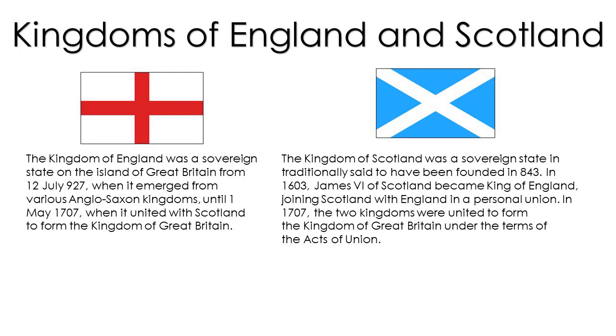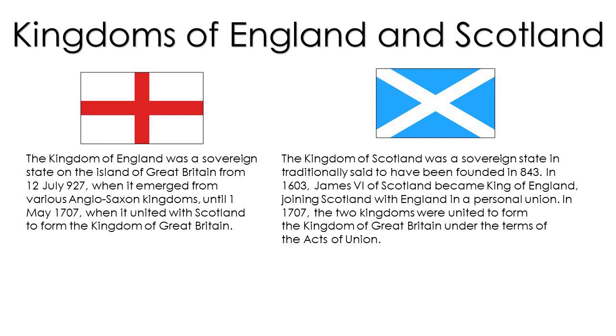And the Kingdom of Scotland was also a sovereign state. It's traditionally said to have been founded in the year 843, and in 1603 James VI of Scotland became the King of England, and the joining of England and Scotland came together in a personal union. In 1707, the two kingdoms were then formally united together to create the Kingdom of Great Britain, like I said, under the Acts of the Union.